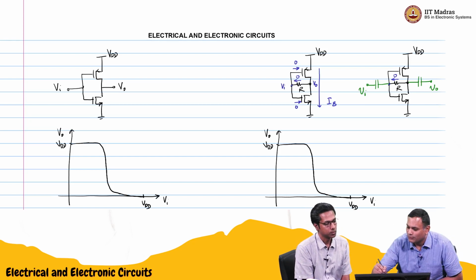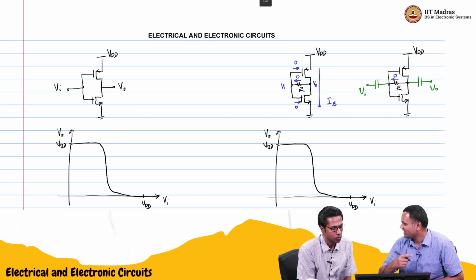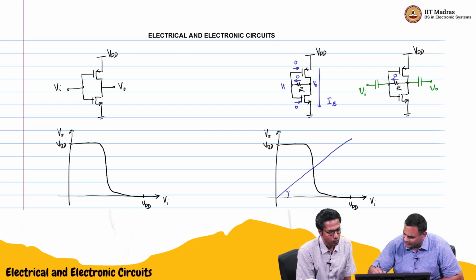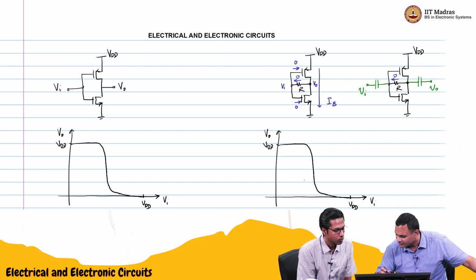One easy way to find this operating point: we want to find capital Vi and capital Vo, which are both equal. Once you know this characteristic, I just draw a straight line at 45 degrees, starting from the origin.